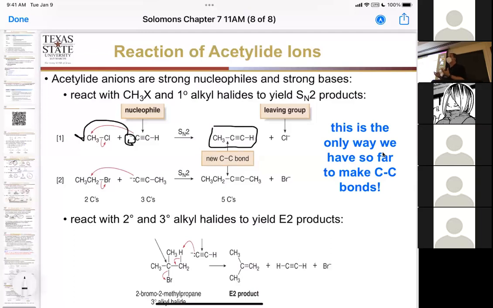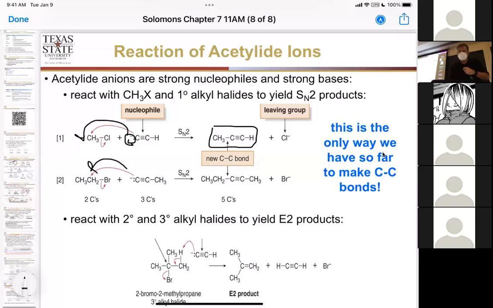What if we wanted to add 2 carbons? Well, we don't use methyl iodide, we use ethyl bromide. If we use ethyl bromide, we can add 2 carbons. And if we used propyl bromide, we'd add 3 carbons. So you can add as many carbons as you want based on the alkyl halide you use here.